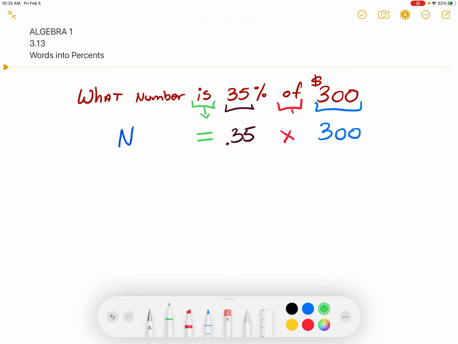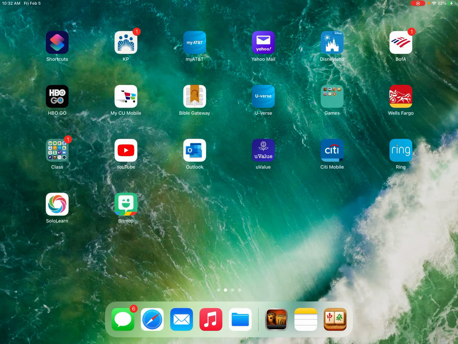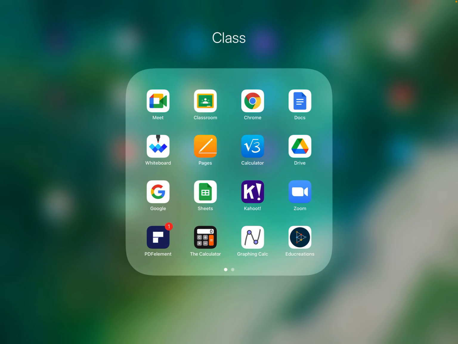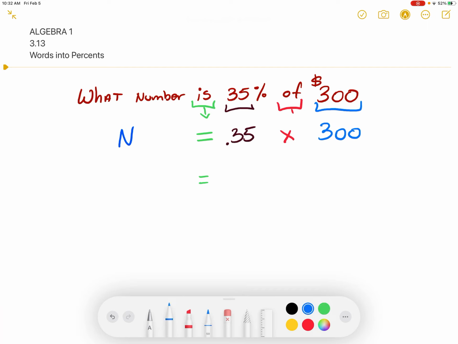Now, to solve for n, all you simply do is use your calculator to do 0.35 times 300. And if we go to our calculator app, we will see that 0.35, or 35 cents, of the total 300 is 105. So, for our purposes today, 0.35 times 300 was 105. 105 is our missing number n. So in reality, what number is 35% of 300? Well, it's 105. Let's prove it.